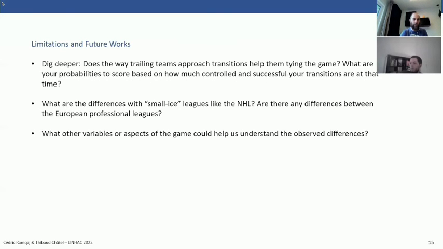So to end this presentation, in terms of future work, we would love to dig deeper into how teams approach transition in the last few minutes of the game if they are trailing, historically, depending on how much control attempts they have and what the success percentage was, which team successfully tied the game or not, and maybe what is the best recipe to tie the game in terms of approaching transition.